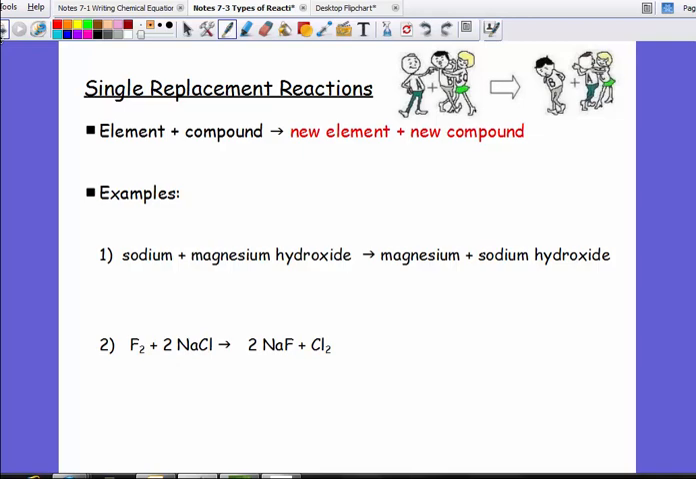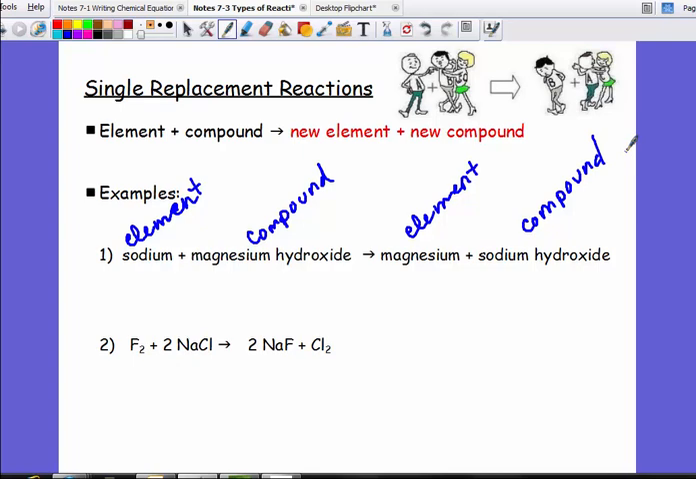When I look at this first example, I have sodium, which is an element. That would just be pure sodium. I mix that with magnesium hydroxide, which is my compound. And I wind up with magnesium, which is an element, and sodium hydroxide, another compound.